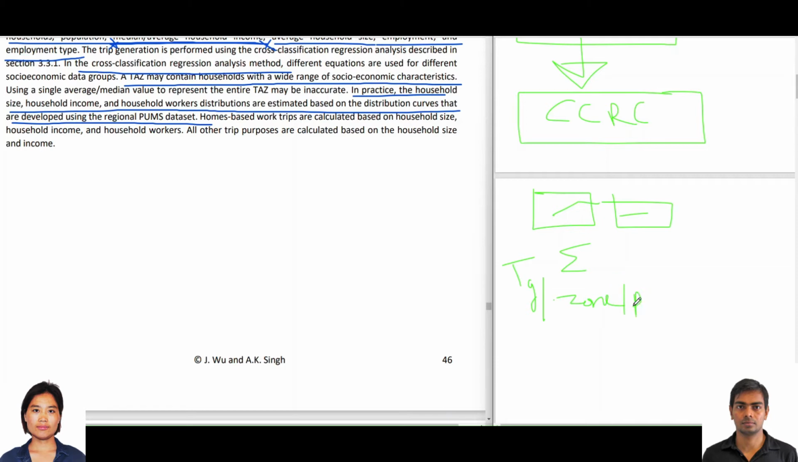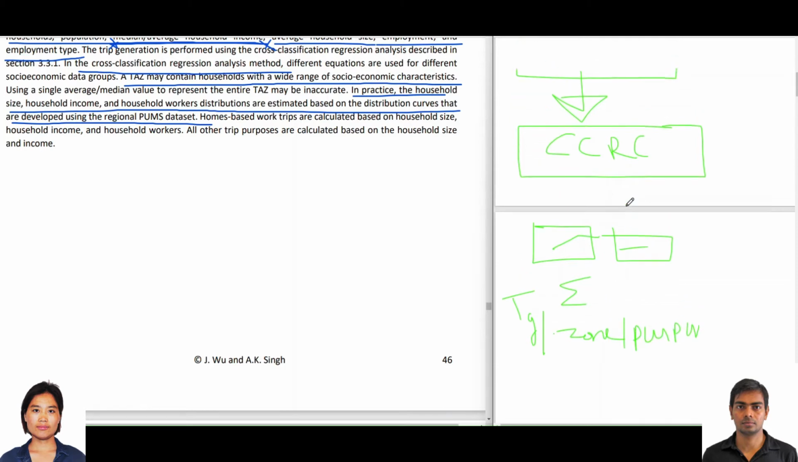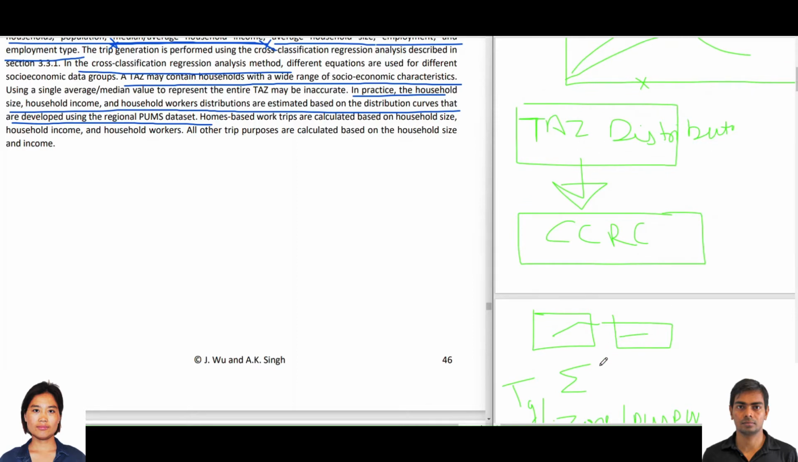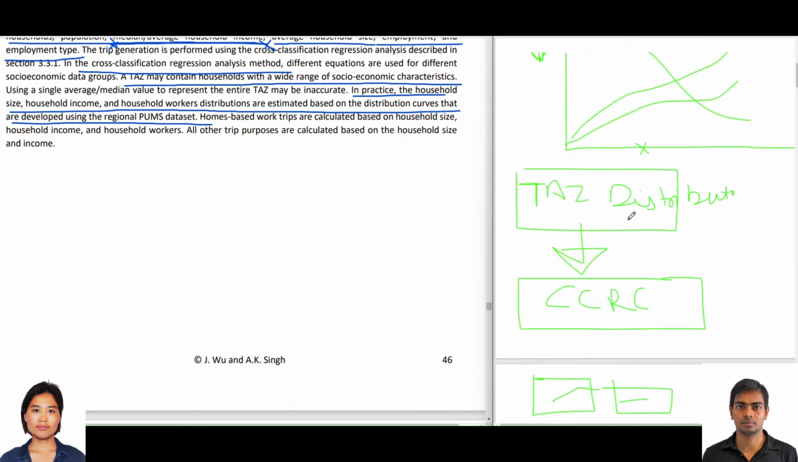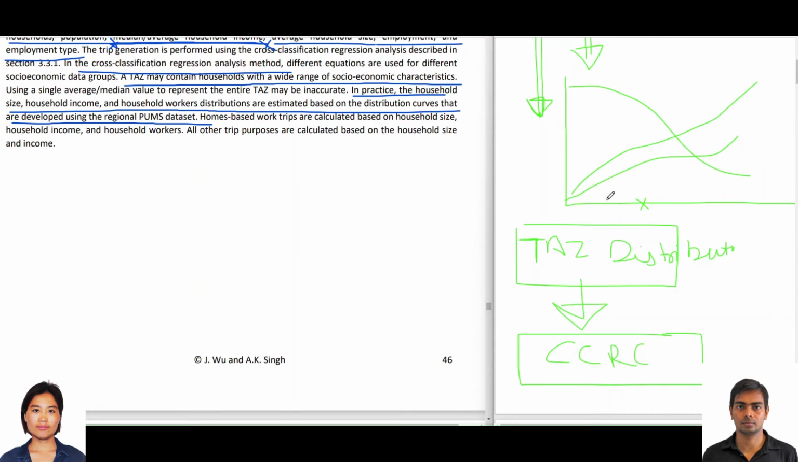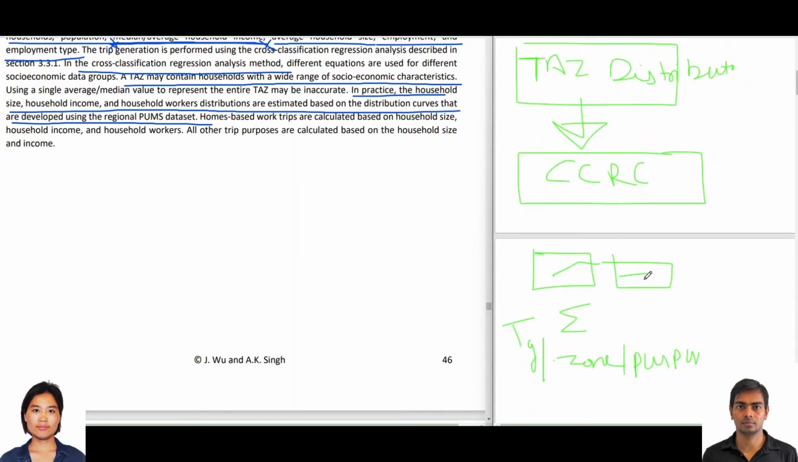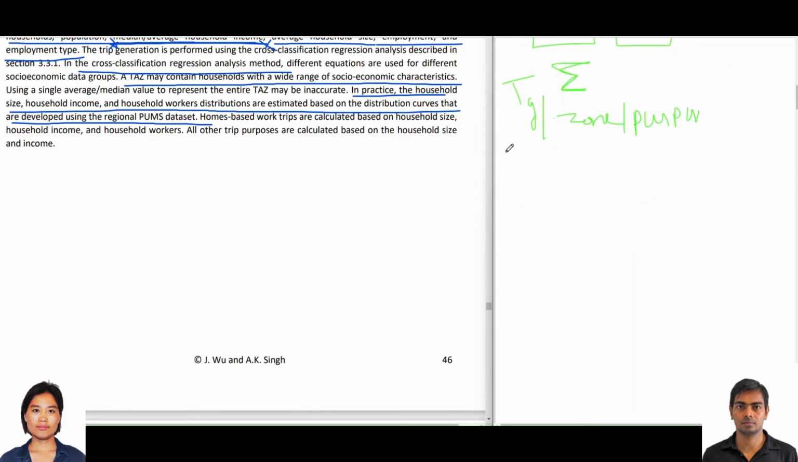So trips generated for each trip purpose, for each zone and for each trip purpose, is the sum of all the developments and all the attributes that are playing in that TAZ. So it's the sum of all the trips generated from all the different kinds of developments within the TAZ. That's how the big process goes.